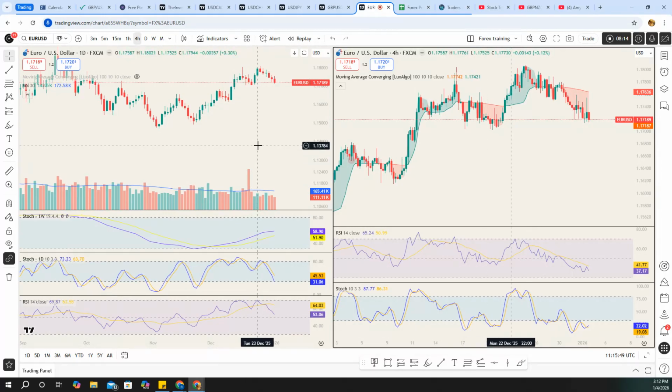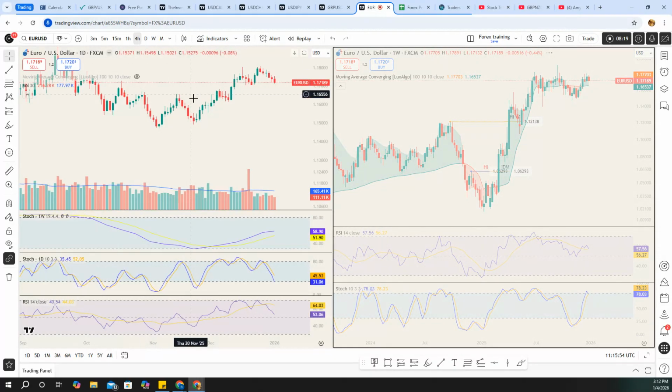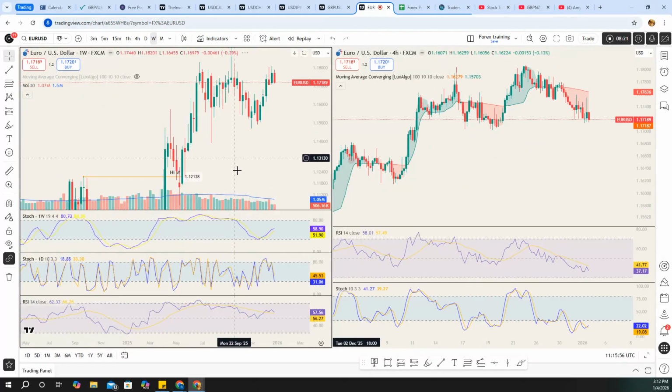Now, the next thing is the weekly. No, not this one. This is the 4 hour. This is the weekly. So the weekly, I would look at the stochastic. That's just the stochastic. And the idea is once both the K and the D cross the 32 band, I would buy, and then I would sell when they go back here. Okay, that's the idea.